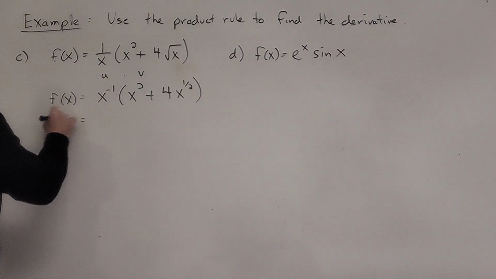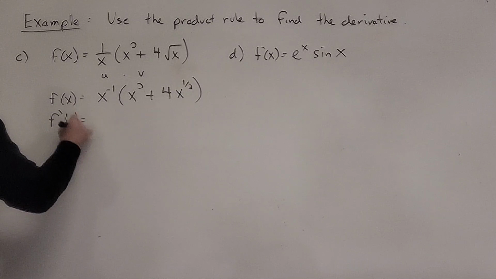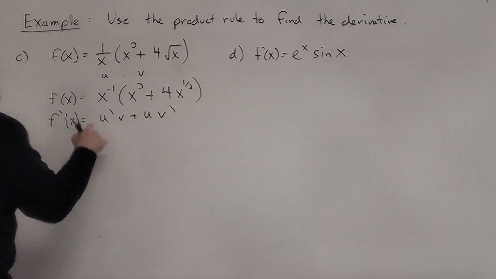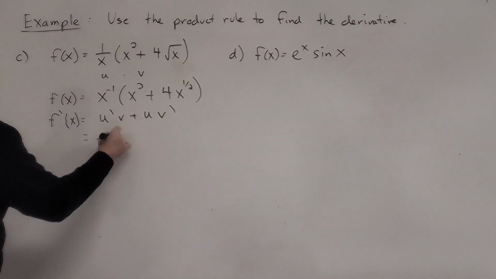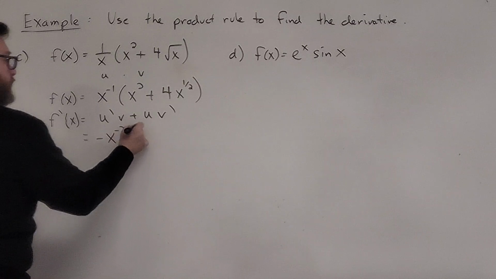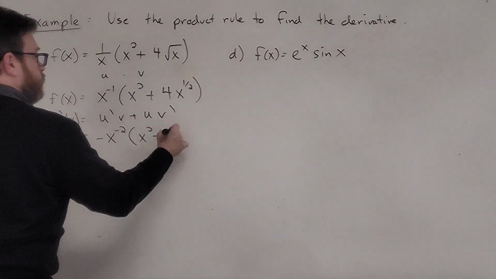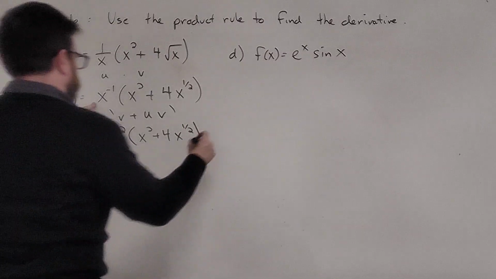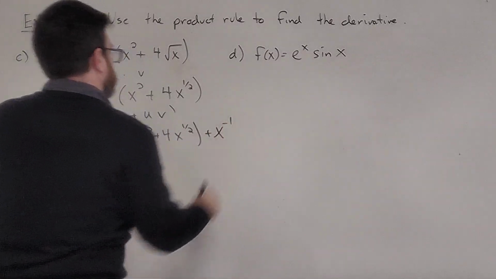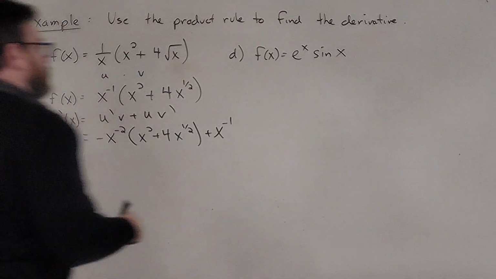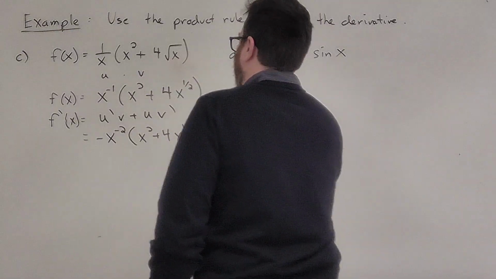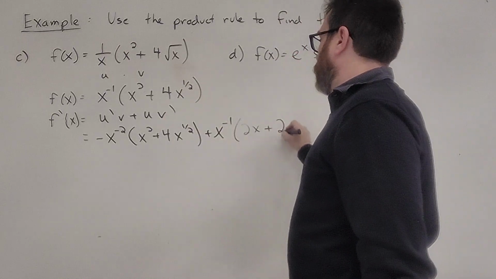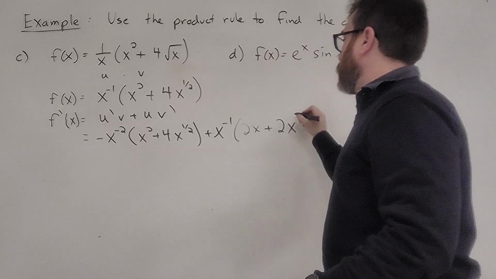So f prime of x is going to be equal to this u prime v plus u v prime. So the derivative of x to the negative 1 is going to be minus x to the negative 2 times the second, x squared plus 4 x to the 1/2, plus the first, so this is going to be x to the negative 1 times the derivative of the second, which is going to be 2x, and then the derivative of this is going to be 1/2 times 4, which is going to be 2, and I have to drop that power by 1, so this is negative 1/2.